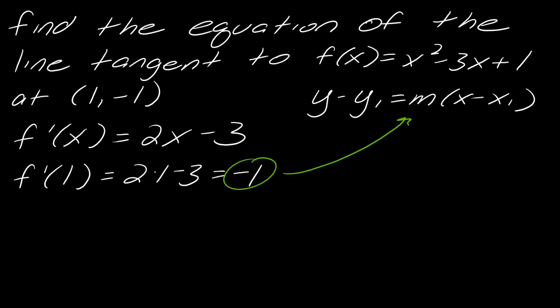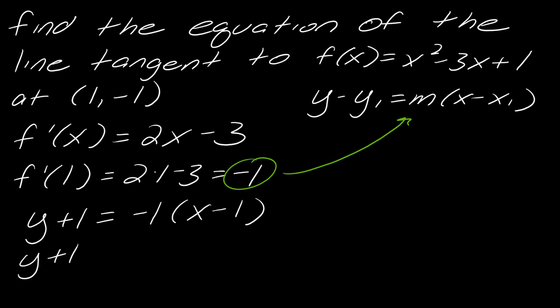So now I can really plug my point and my slope into this equation. So this will become y plus 1 equals negative 1 times x minus 1. And so then I just want to write this in slope-intercept form. So this will become y plus 1 equals negative 1x plus 1. And so in the end, I get y equals x. So there's my tangent line in this case.